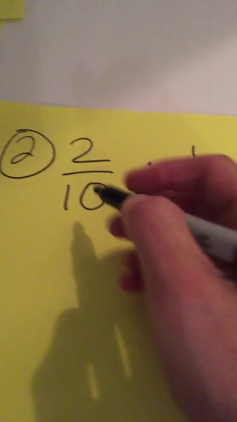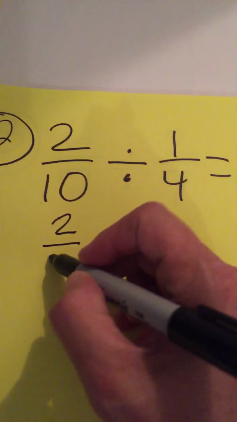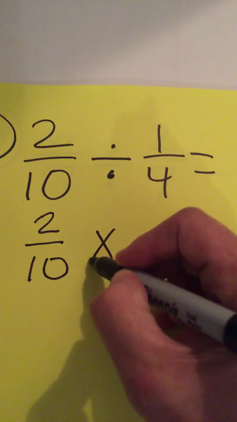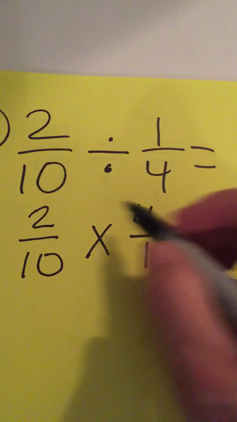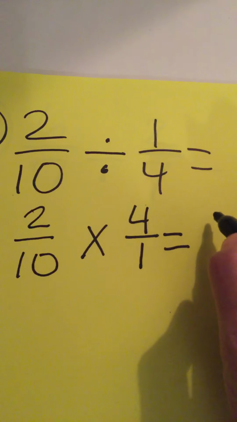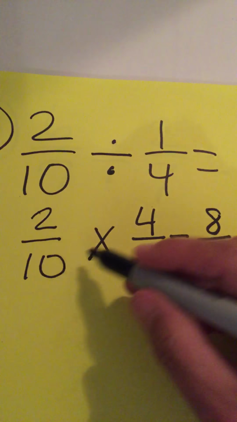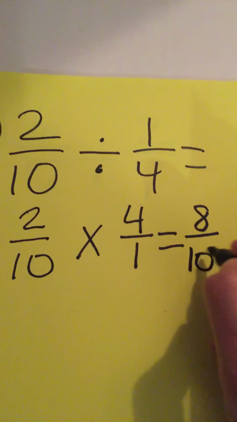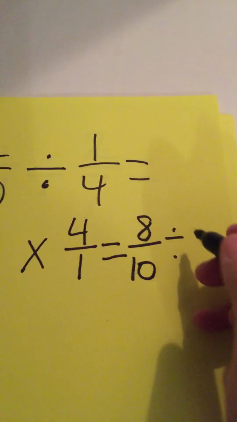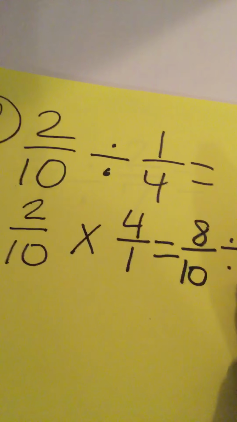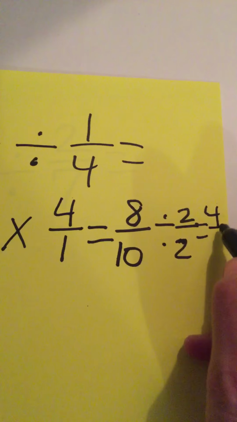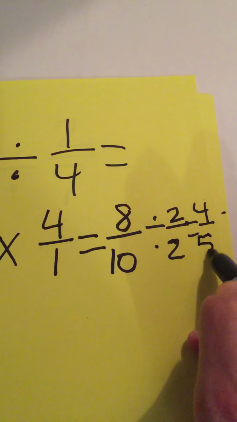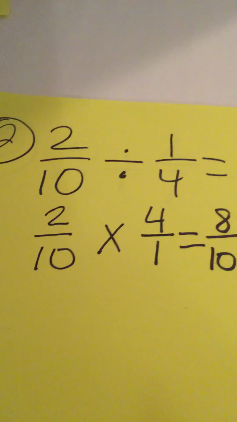And our next problem is 2/10 divided by 1/4. So rewrite 2/10, change it to multiplication, use the reciprocal or flip it, and then you just multiply across. 2 times 4 is 8, and 10 times 1 is 10. And then I know that 2 goes into both these numbers because they're even numbers. And 2 goes into 8 4 times, and 2 goes into 10 5 times. So your answer is 4/5.